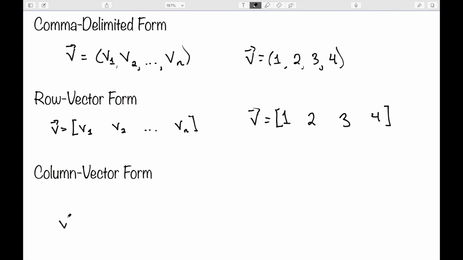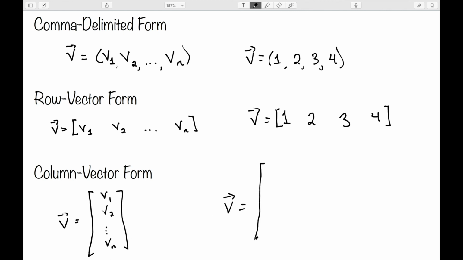And finally, we have column vector form. This is going to be similar to row vector, except we write everything in a single column rather than a single row. So in this case, we would write it vertically. And reading down, we would go 1, 2, 3, 4. And the choice of notation is often just a matter of taste or convenience. However, sometimes the nature of a problem will suggest a preferred notation.